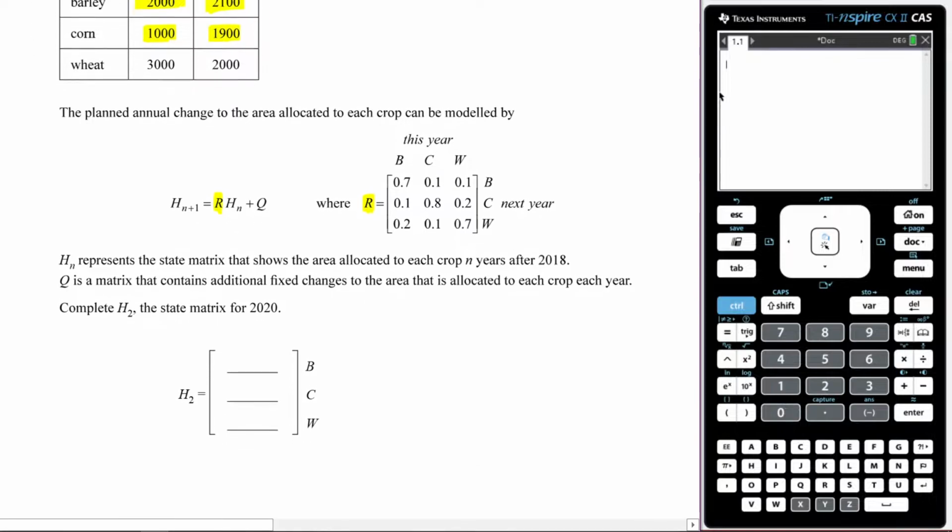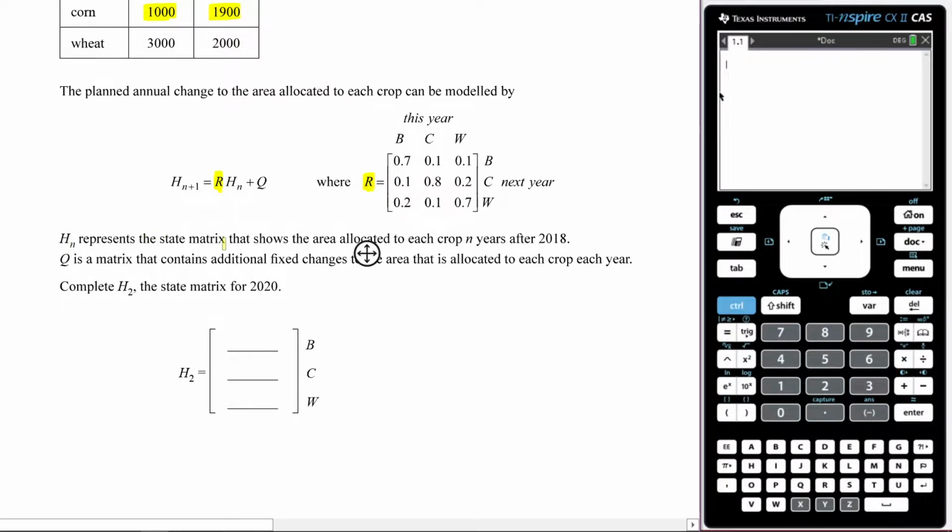We are also told that H of n represents the state matrix that shows the area allocated to each crop n years after 2018. Now here we're told Q is a matrix that contains additional fixed changes to the area that is allocated to each crop each year. So Q. Now we're not given Q, are we?